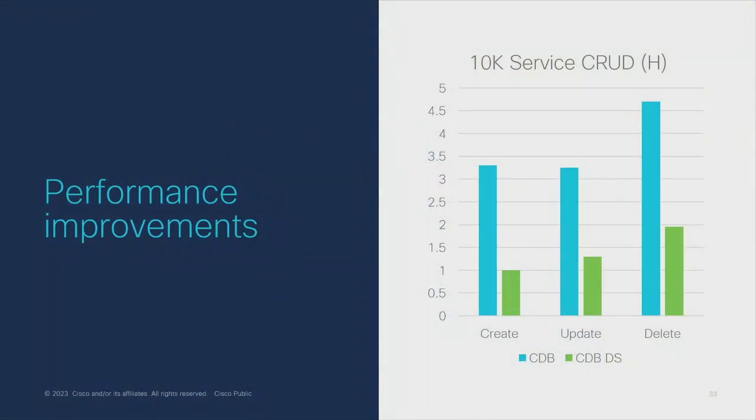This gets even more evident when we do large scale tests, creating 10K services in a go. Mind you, these services have quite small transactions. There's a large amount of transactions, but each one of them does not commit much data. And here we basically see a 3-time improvement on create and update, and delete is a bit faster than twice as fast.